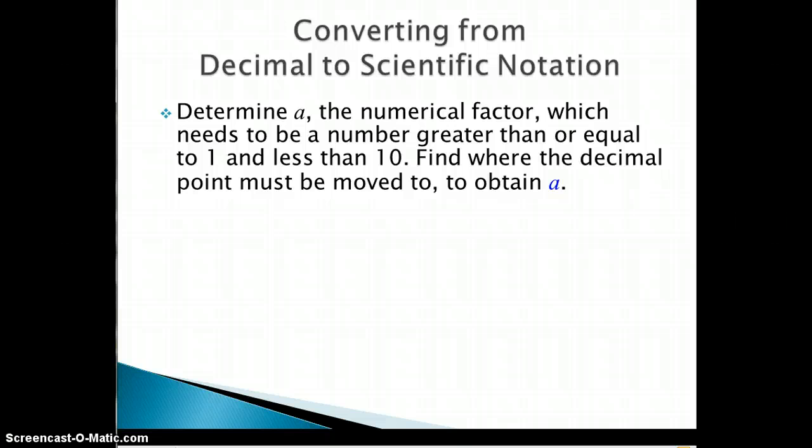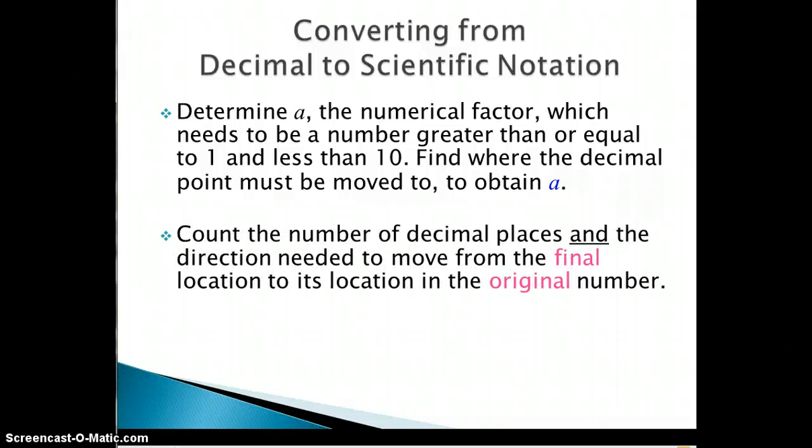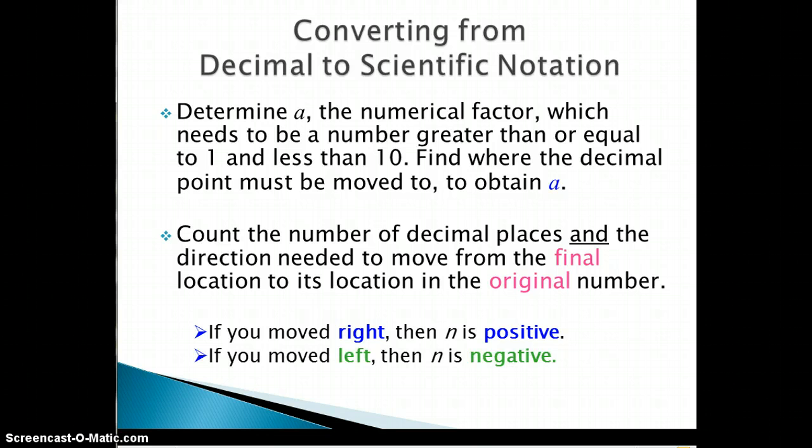Now let's look at converting from decimal notation to scientific notation. So our first step is to determine the a, which needs to be a number that's between 1 and 10, and then find where the decimal point must be moved to obtain that a. Then you count the number of decimal places and the direction needed to move from the final location to its location in the original number. If you moved right, then n is positive. If you moved left, then n is negative.